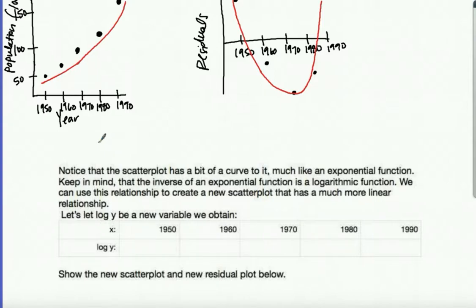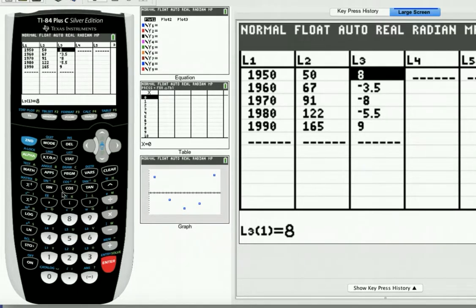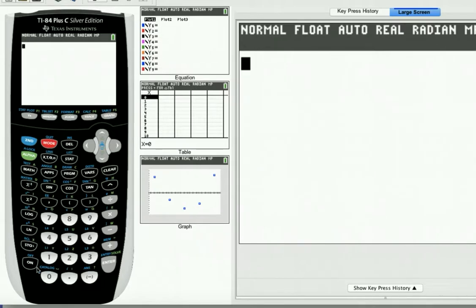So what we're going to do is keep our x values as our years, 1950, 1960, and so on. But now we're going to do log of our y values. What I mean by that is basically doing log of 50. So if we do log of 50, we're going to do that on the calculator. Your calculator has a log button. The logs that we're doing are called common logs, which means they have a base of 10. So we're going to do log 50.